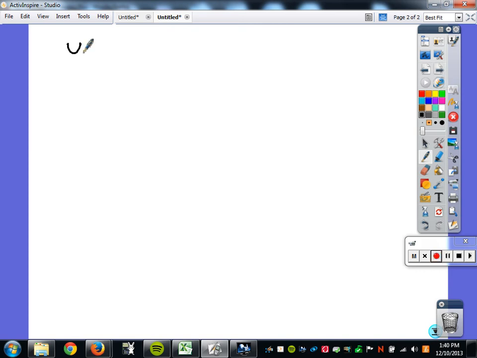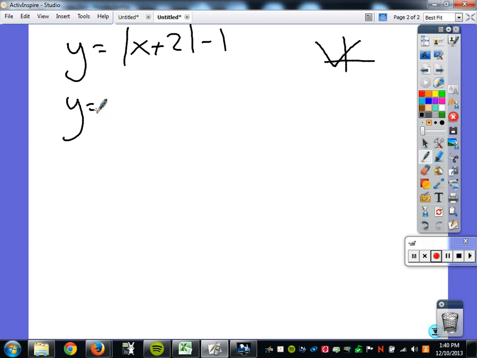So if I had y equals the absolute value of x plus 2, minus 1. Let's see what that looks like. All right, let's go ahead and solve this by graphing. So we're going to graph it first.